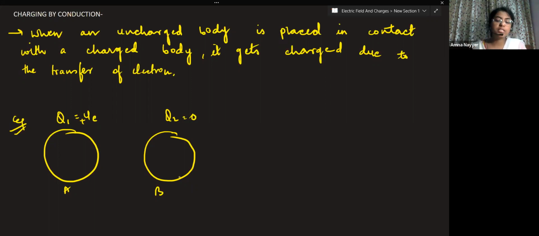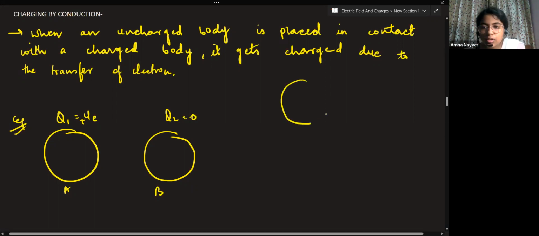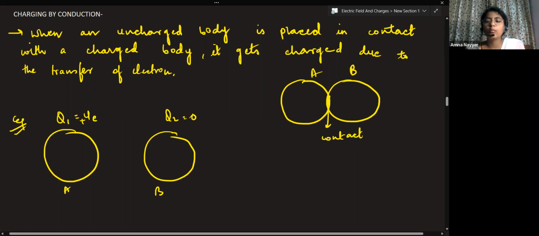Now see how the charge will be distributed. If these two spheres are brought in contact with each other, this was A, this was B. Now here the contact has been made. What will happen? Electrons will transfer, definitely, but how? This is rich in charge, this is neutral, so obviously electrons will transfer from Q1, but how?